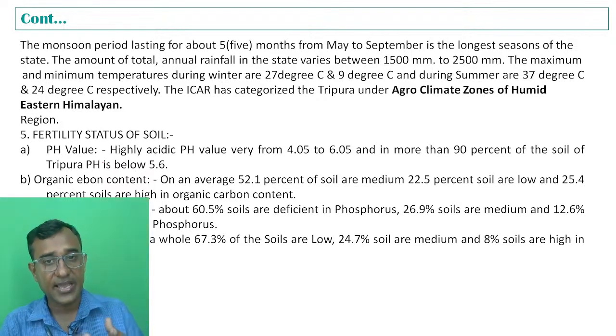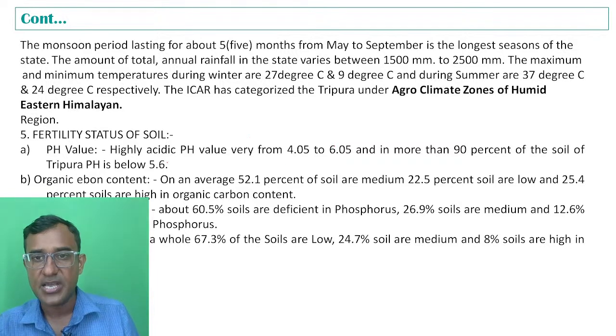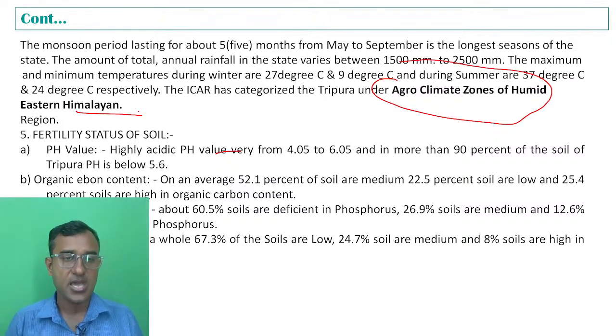And ICAR categorizes Tripura under agroclimate. You should remember this. Agroclimate zones of humid eastern Himalayan.